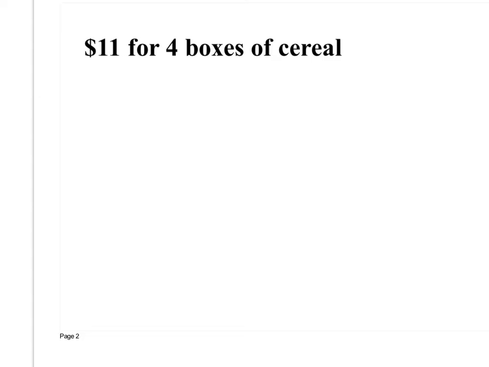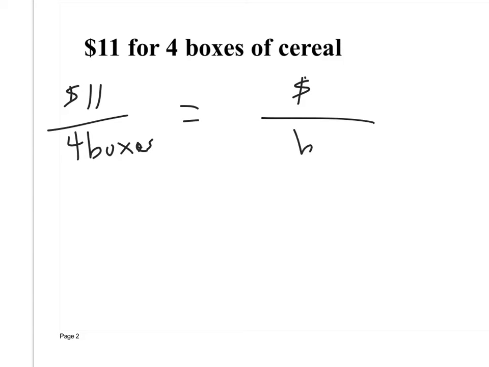Here they give you $11 for 4 boxes of cereal. What you want to do is find out how much each box of cereal costs you. So you're going to use what we just learned to find a unit rate of cost per cereal. Now, anytime you're working with dollars, dollars is always on top. So here you've got $11 for 4 boxes, which I need to change to dollars per box.